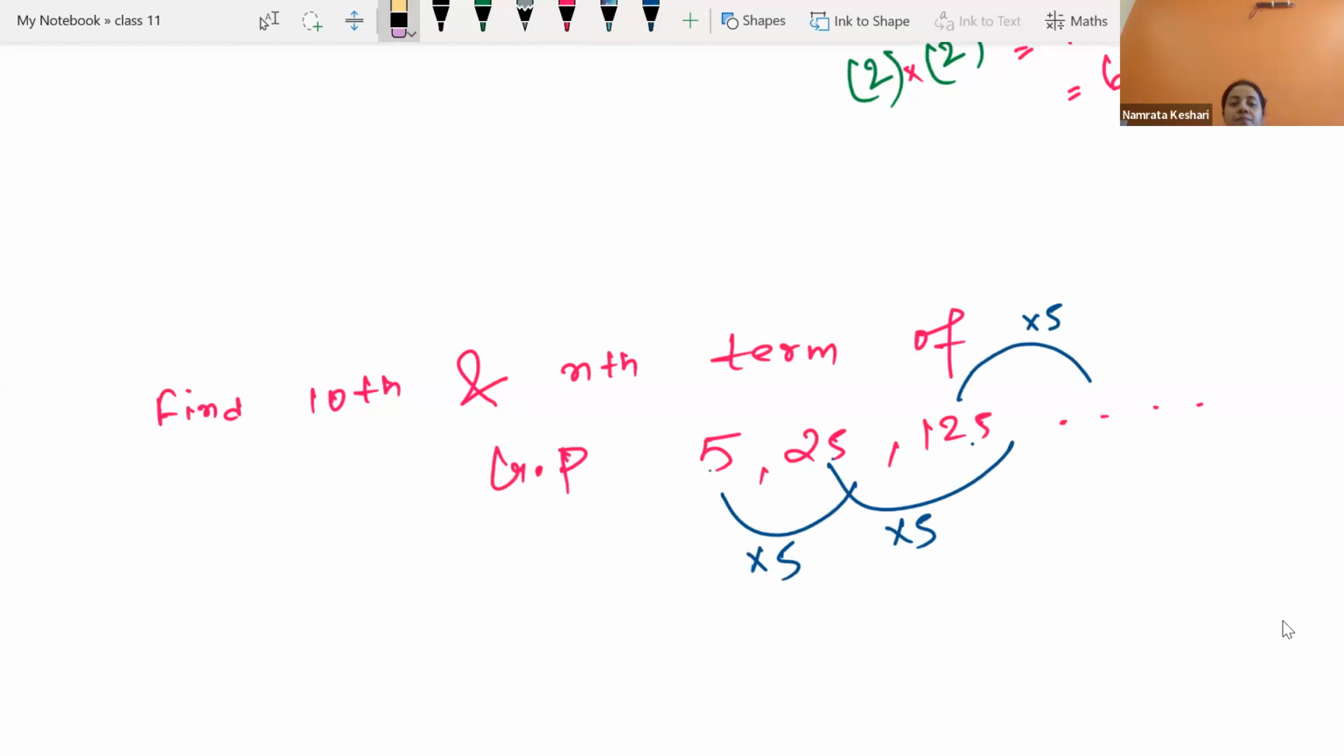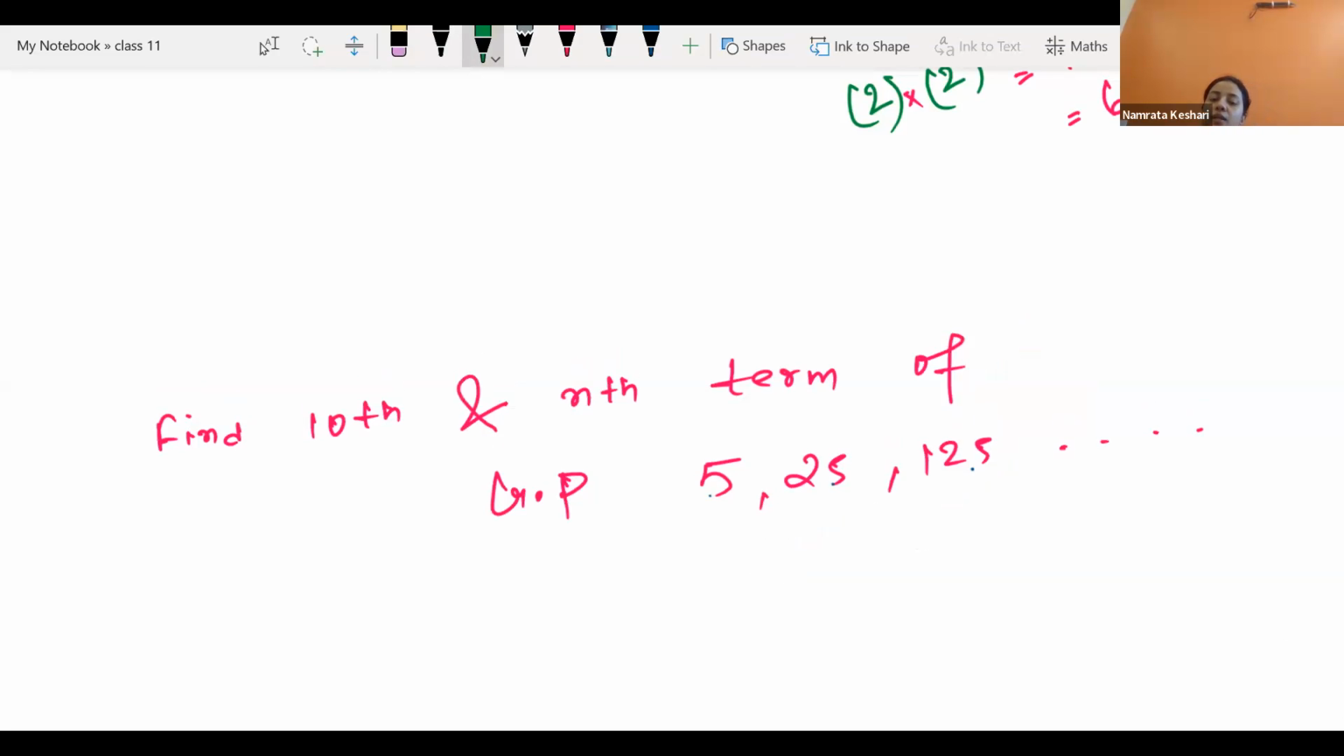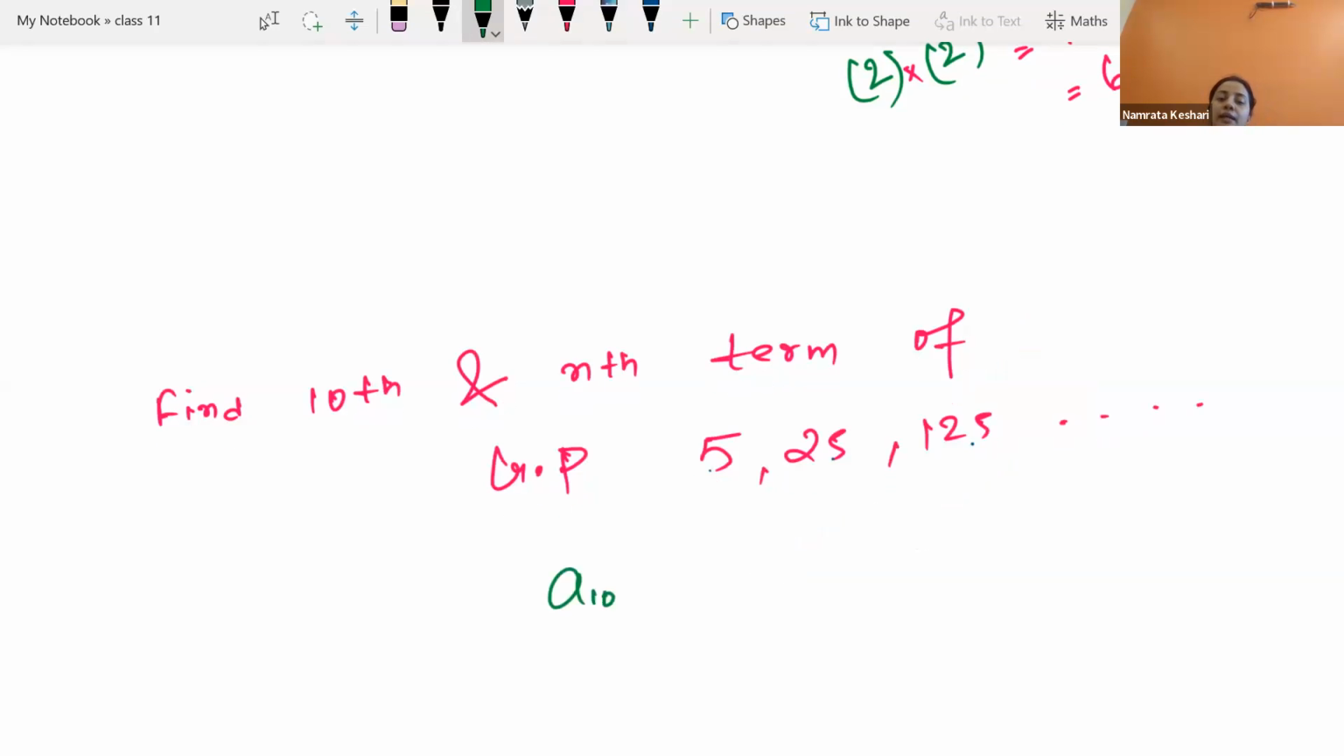Yes, ma'am. Okay, so we understood it is in GP. We don't have to check it, it is clearly written over here. Now we just have to find the 10th term. The 10th term means a r to the power n minus 1. At first we will find r. r means second term by first term.